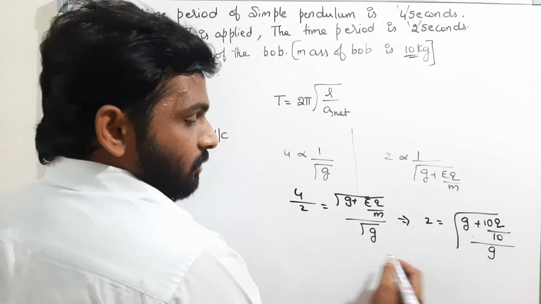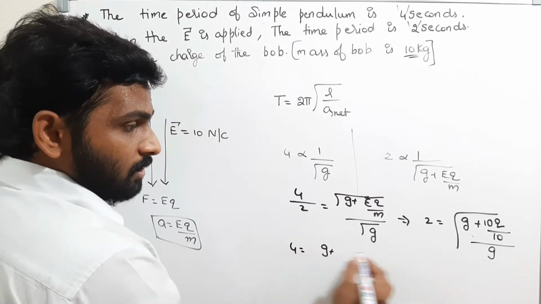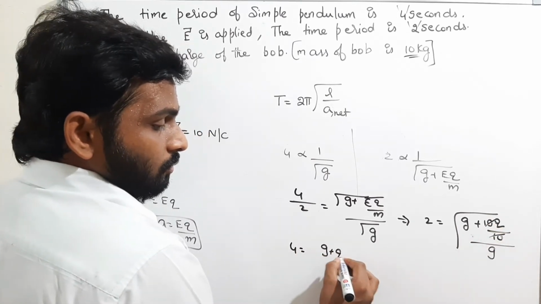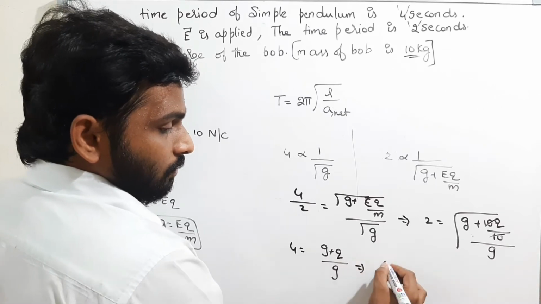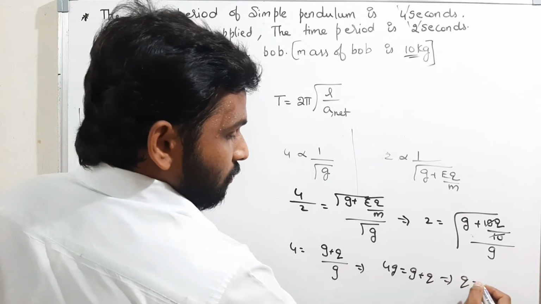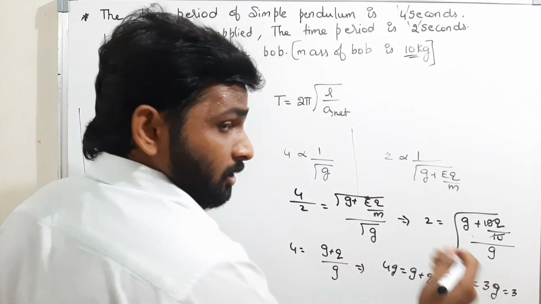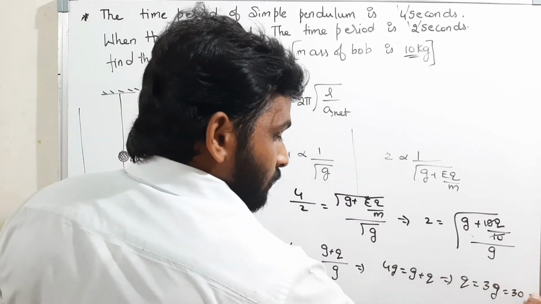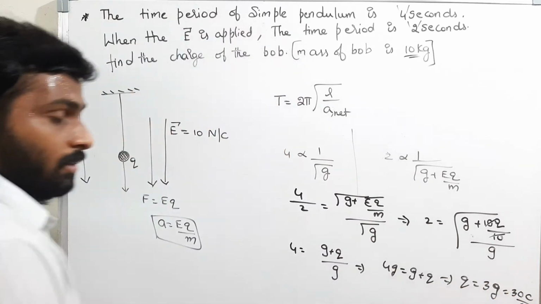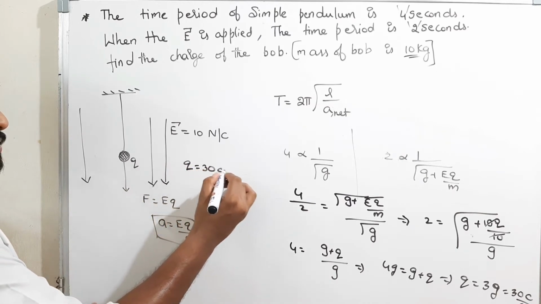Therefore, squaring on both sides, what will you get? If I square on both sides, 4 is equal to g plus 10 cancelled off, Q by g. Therefore 4g is equal to g plus Q. Therefore Q is equal to 3g. g value you can assume as 10. Therefore 30 coulombs. Therefore the charge present on the bob is Q is equal to 30 coulombs.